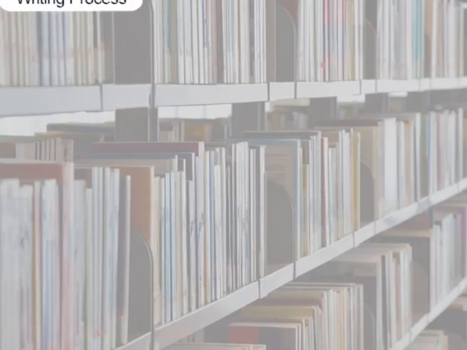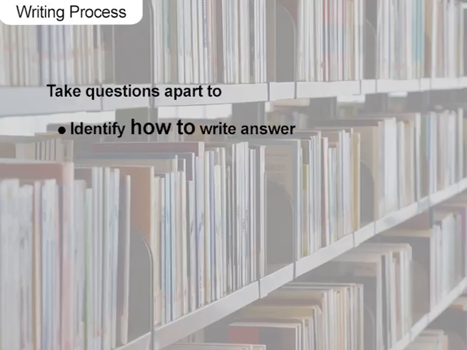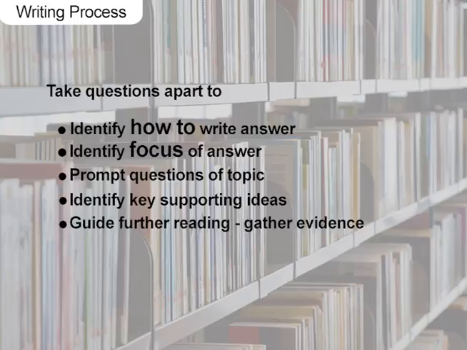This is one example of how you should follow through the writing process to understand the question. First of all, take the questions apart to identify how to write the answer, identify how to focus the answer, how to prompt questions about the topic, to identify key supporting ideas, to give a guide to further reading and gather evidence, and finally, how to construct a plan for the answer.